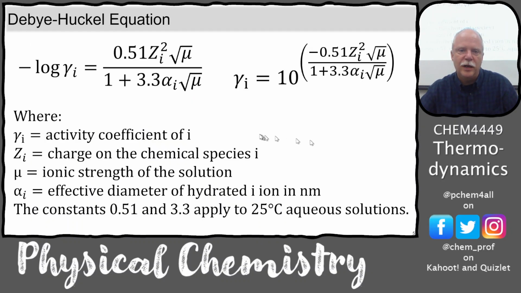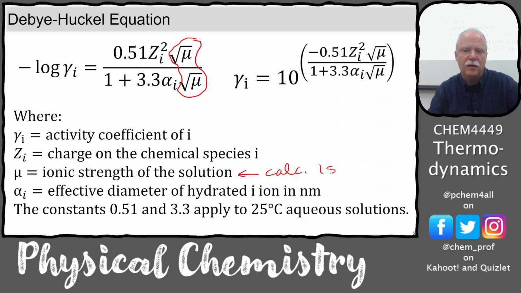So we have this Debye-Hückel equation, and you see ionic strength is a really important part of it. So right here. So you have to calculate mu first. And then once you have that, then you can look up this alpha i. That's that effective diameter of the hydrated ion in nanometers. And that's that entourage, that effective diameter in water.